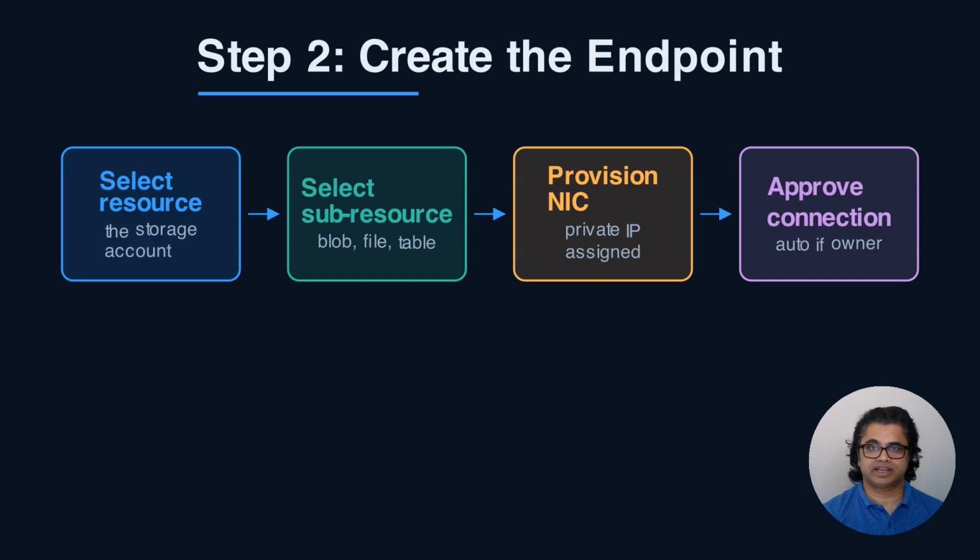When you create it, Azure provisions the NIC, assigns a private IP from the subnet, and opens a connection request that auto-approves if you own the resource. At this point, the plumbing exists, but nothing is using it yet, because clients still resolve the public name.